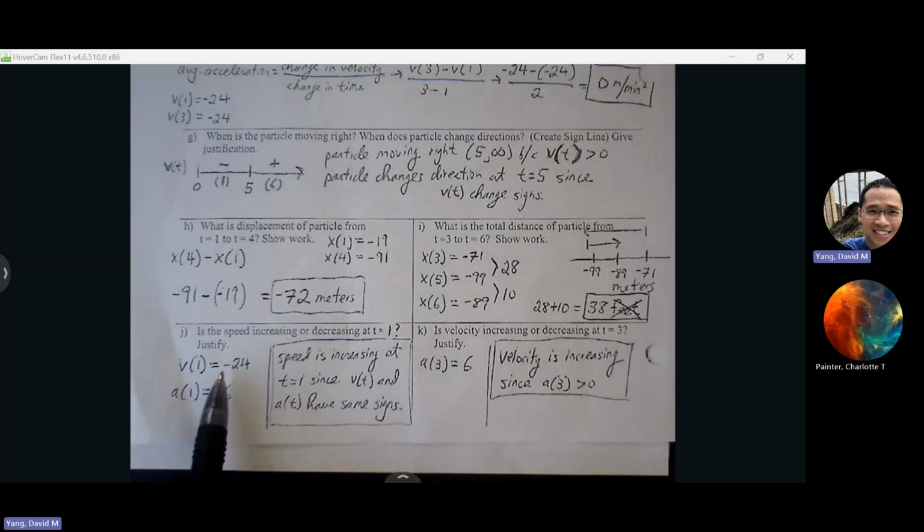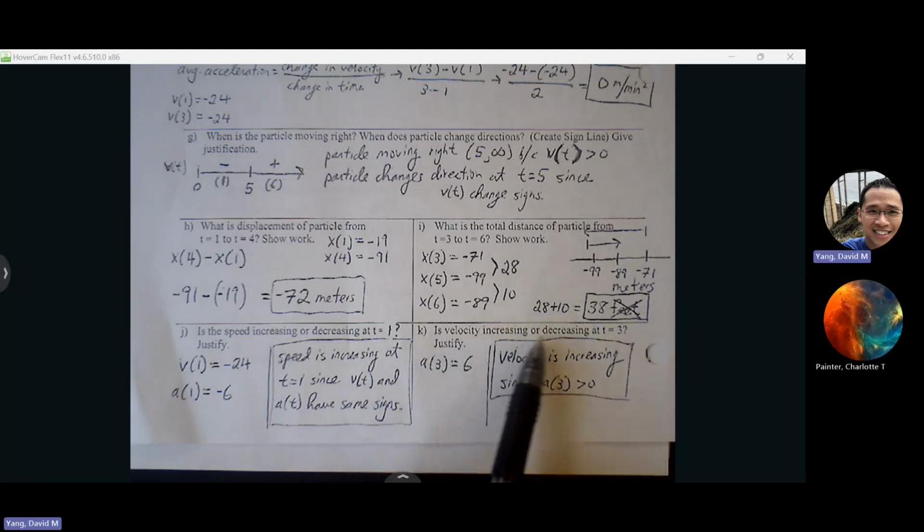So velocity is negative at 1, and acceleration is also negative at 1. They're both showing negative, so at t equals 1, speed is increasing, since velocity and acceleration have the same signs.